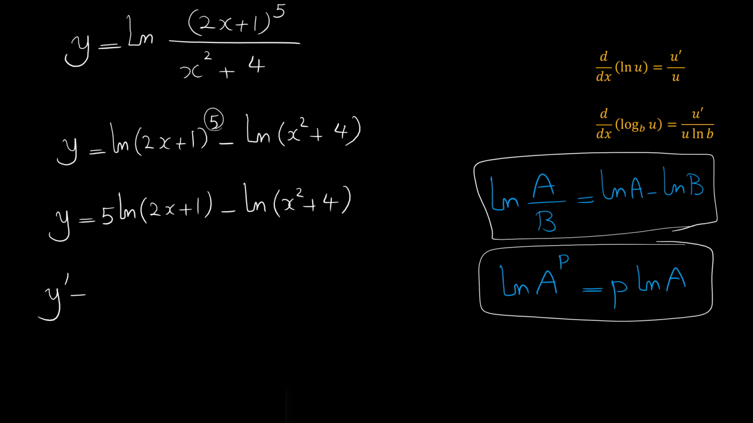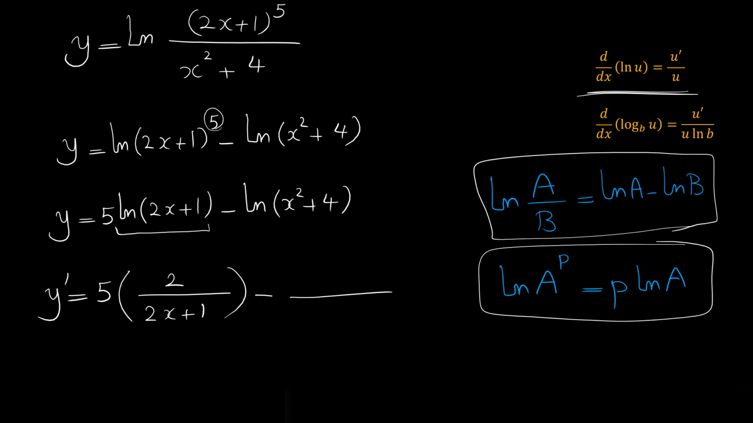y prime is 5 times the derivative of ln of 2x plus 1. Based on the formula for the derivative of ln of u, the derivative of ln of 2x plus 1 is 2x plus 1 in the denominator and the derivative of that in the numerator, which is 2. Derivative of 2x is 2 and derivative of 1 is 0. Minus the derivative of ln of x squared plus 4, which is x squared plus 4 in the denominator, and the derivative of that u, the derivative of the expression in front of ln, in the numerator, which is 2x.